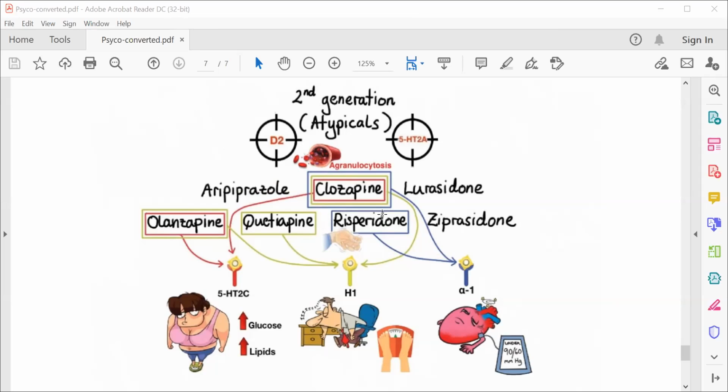Also, the same two, Risperidone and Paliperidone, are associated with hyperprolactinemia. The reason is, I will ask someone directly now. I will ask Samar Kassab. Are you there? Okay, Samar is not there. Rahaf, are you there?